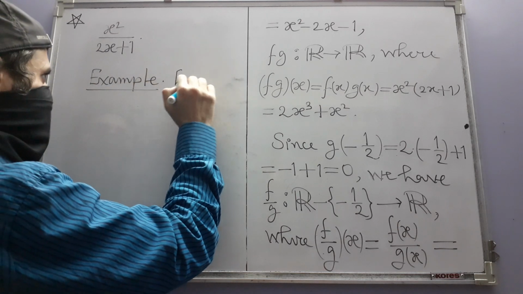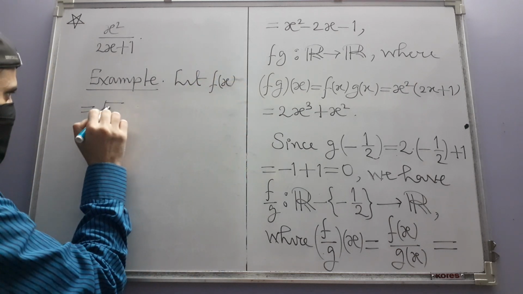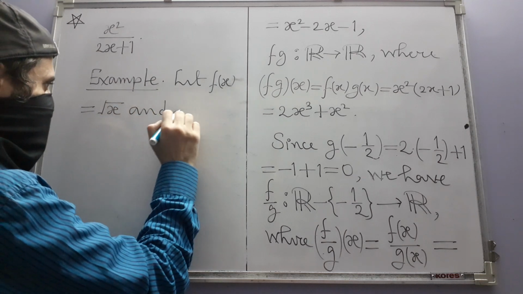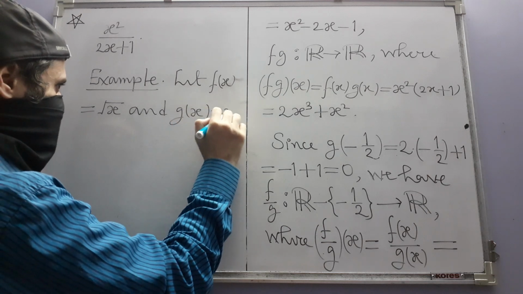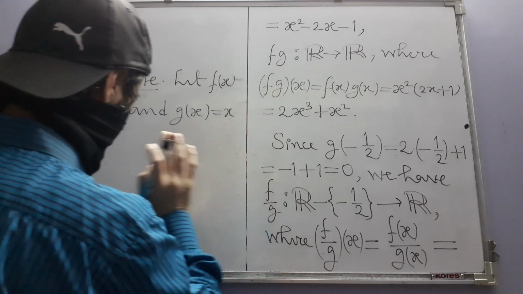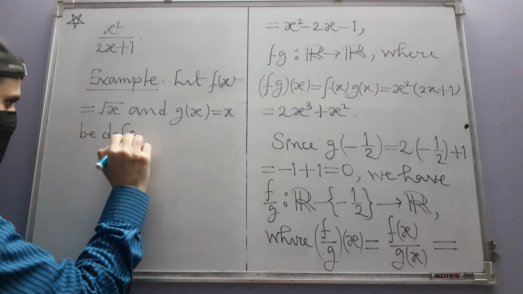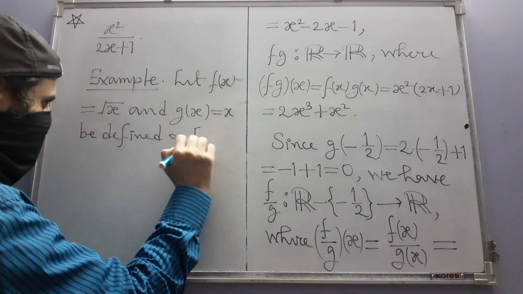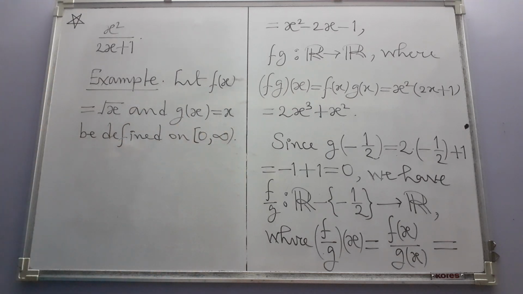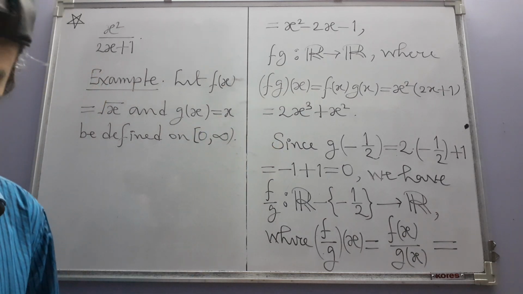Let f of x be square root of x and g of x be x. Okay, so it's already given to be defined on this interval, the set of non-negative real numbers, that means 0 and positive real numbers.